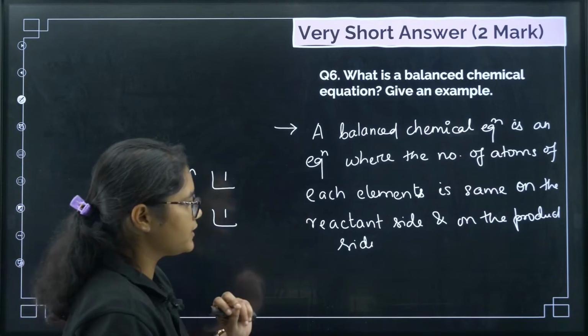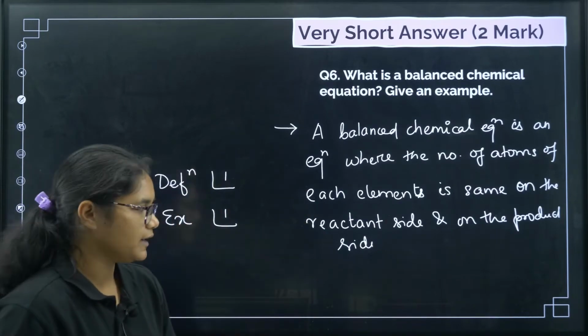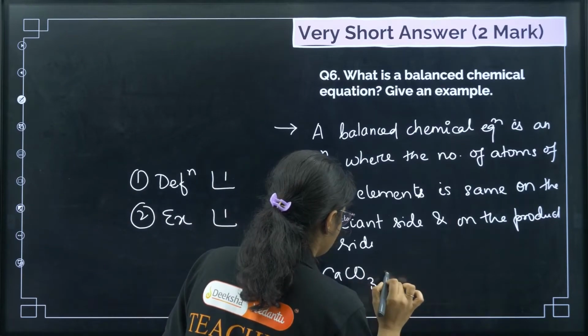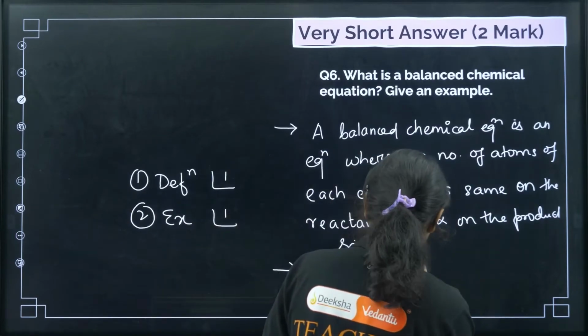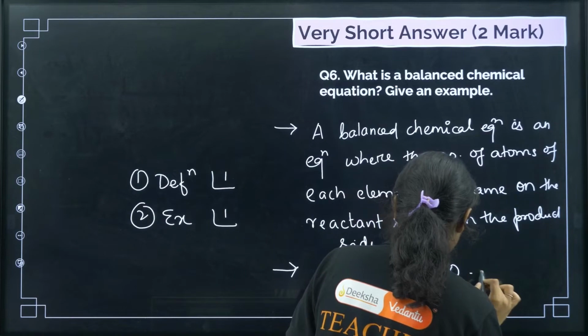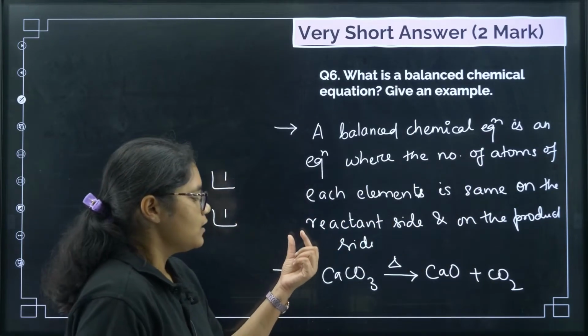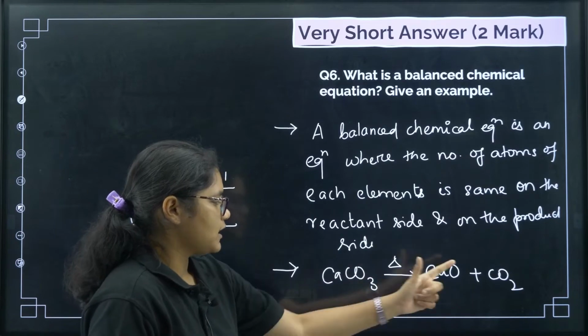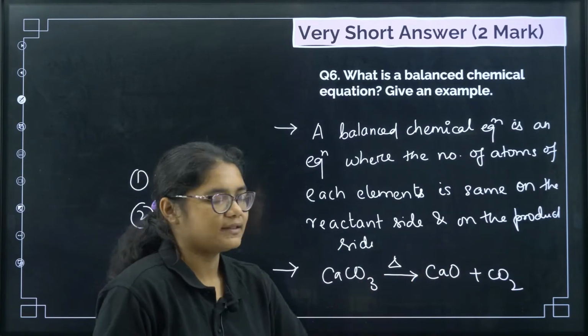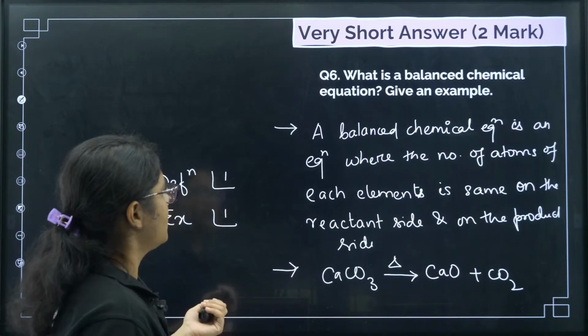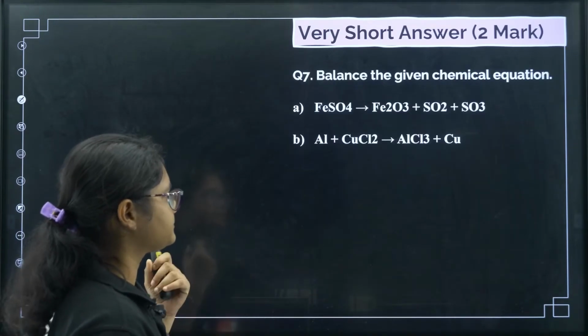So we have written the definition, right? Now we need to write the example. You can write any example. So suppose I write CaCO3 decomposes on heating to give CaO plus CO2. You can see the number of atoms: 1 calcium, 1 calcium, 1 carbon, 1 carbon, 3 oxygen, and then 3 oxygen. So the reaction is balanced here. Okay, fine. Now let us move towards the next question.